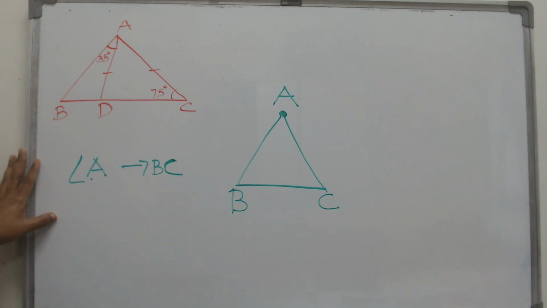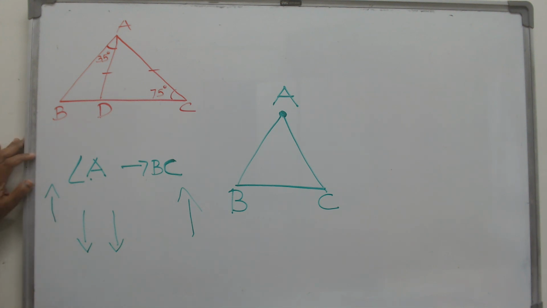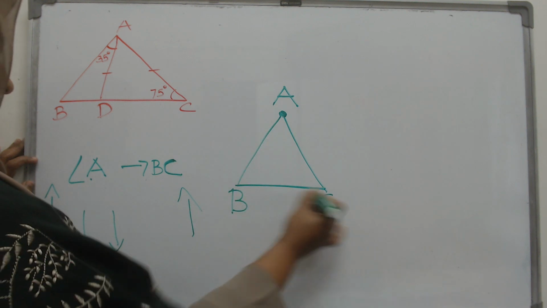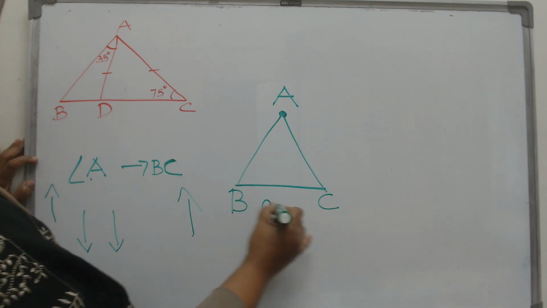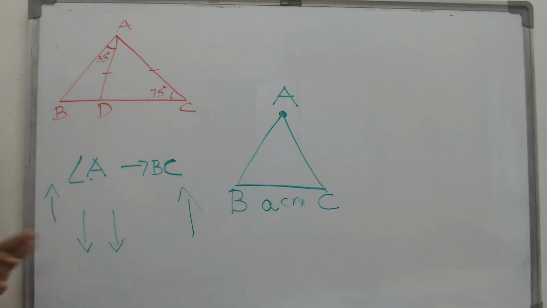When we say depends, what does that mean? The more A is, the more BC is. If A goes down, BC also goes down. Both of their measures, their lengths, are dependent on each other. That is why you will often see the length of this side given as a, the measure given as a centimeter or kilometer or whatever.